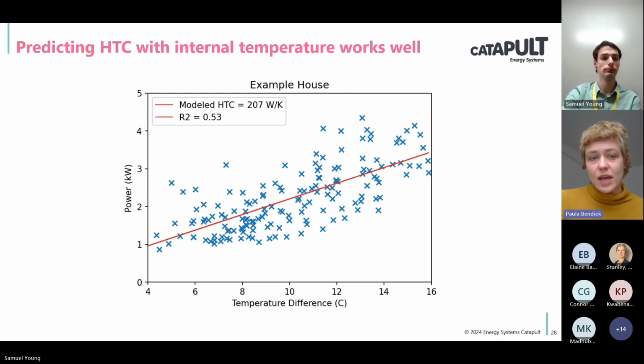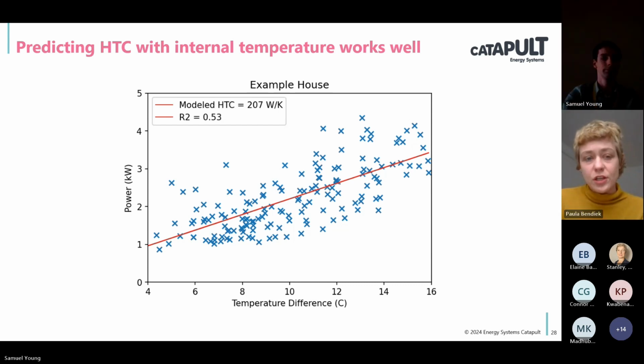So the way we get the HTC is by regressing the difference in inside and outside temperature on the x-axis against the power used. And the slope of that regression line represents the HTC, which in this case is 207 watts per Kelvin.